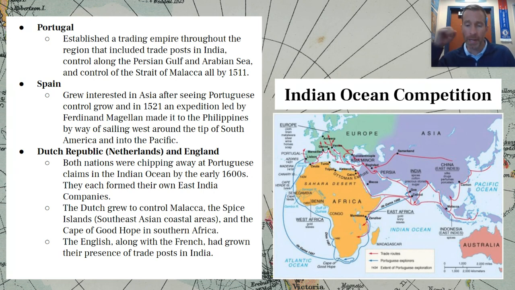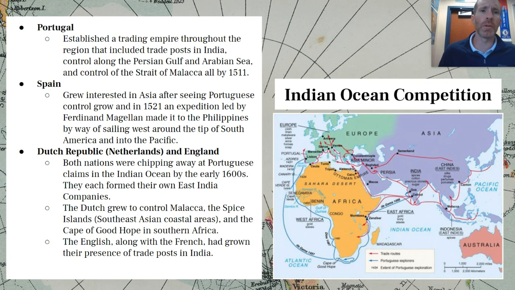Now, Spain is going to enter the region. That's going to come when you have Ferdinand Magellan make his circumnavigation of the world. And he's going to make it to the Philippines. He's going to die before he gets all the way back to Spain, though some of his crew will make it back to Spain. But the Spanish are going to seek to take control of the Philippines.